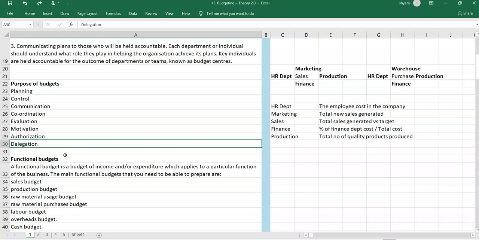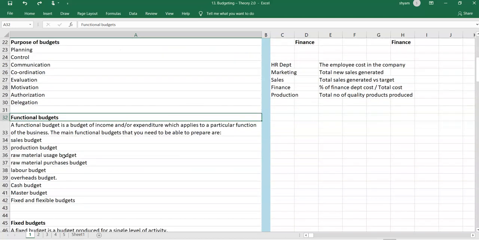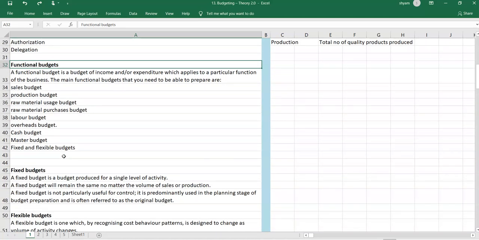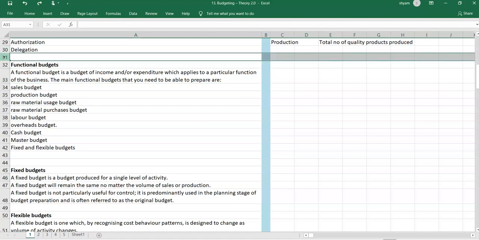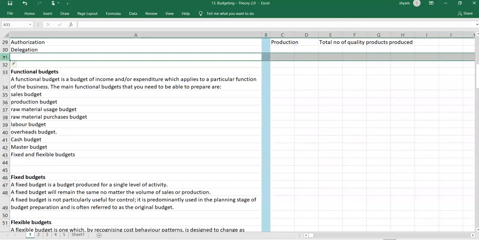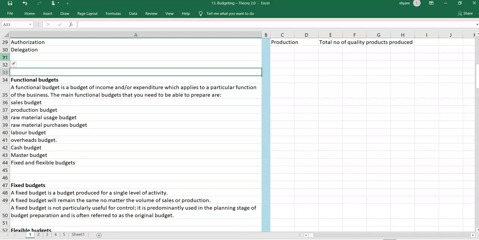So we'll move on to what is a functional budget now. There are different types of budget. One of them is called functional budget. Functional budget itself is a type of budget. So we could put here that it's types of budgeting or types of budgets.